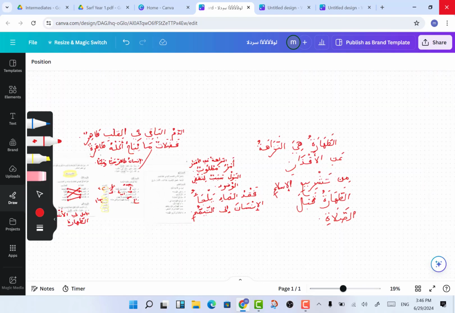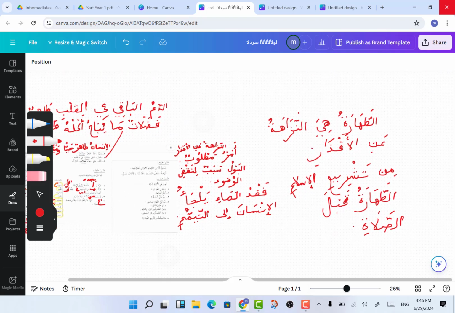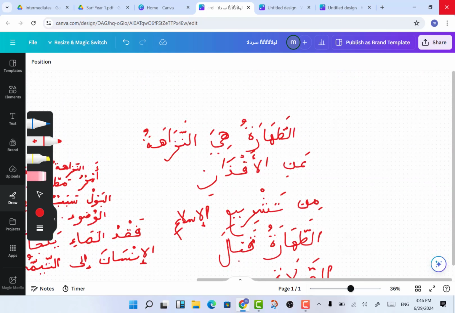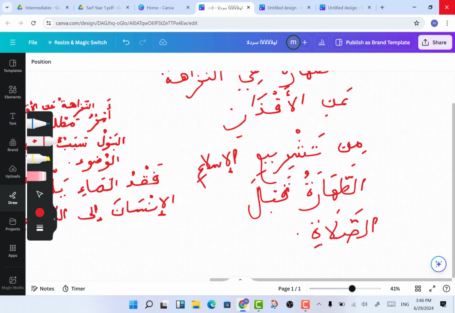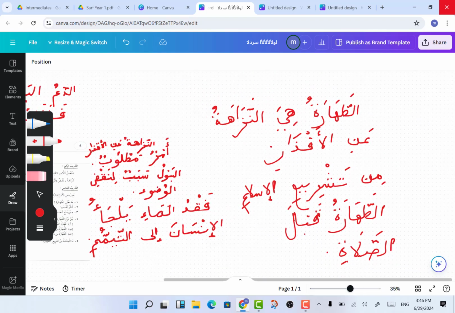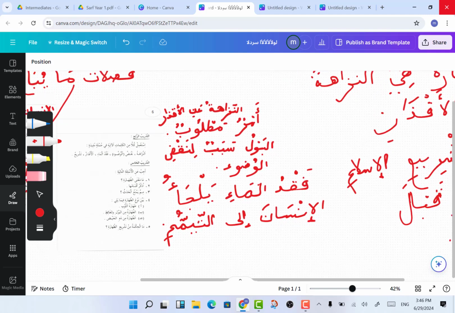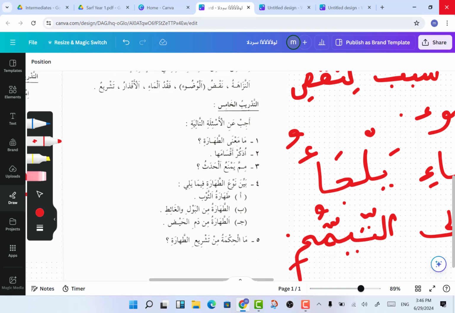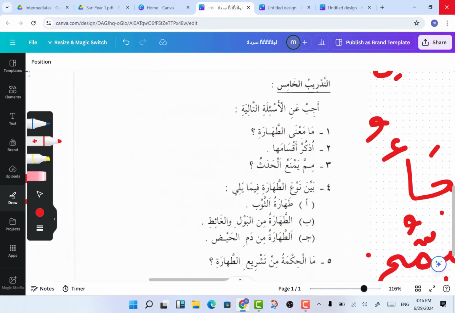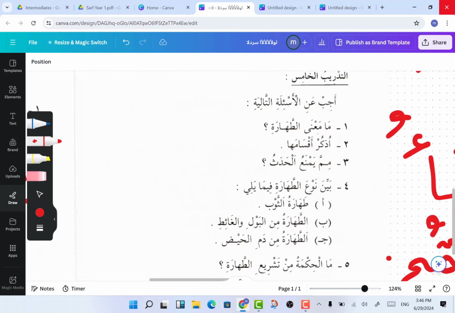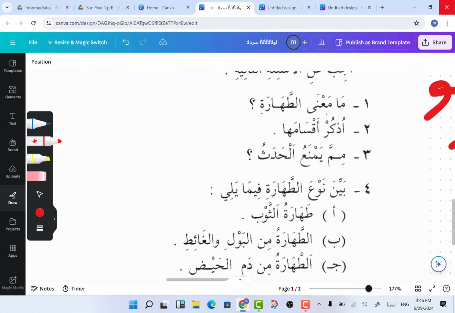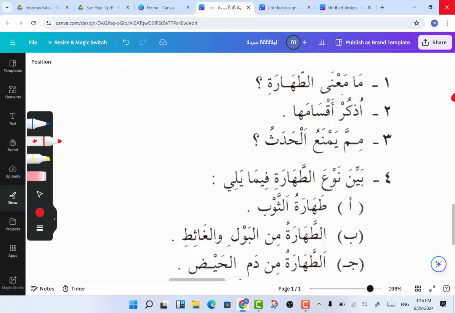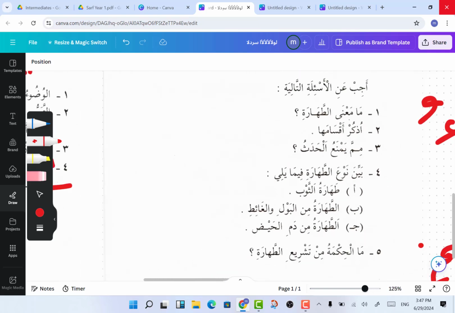At-tadribul khamis, and I think that's the last one. I hope you can see. I'm trying so that you can see it well. I believe we are all seeing it. The first one here is Mamana at-tahara. At-taharatu wa irtifa'ul hadath wa zawalun najas. Udhkur aqsamaha. The aqsam of tahara we have.